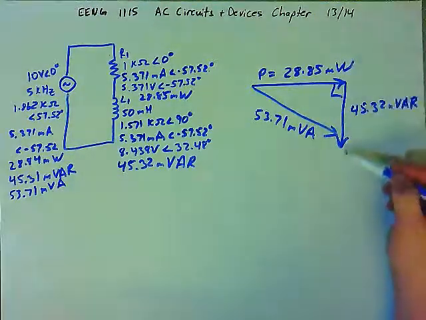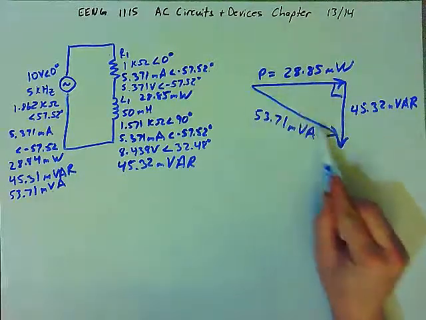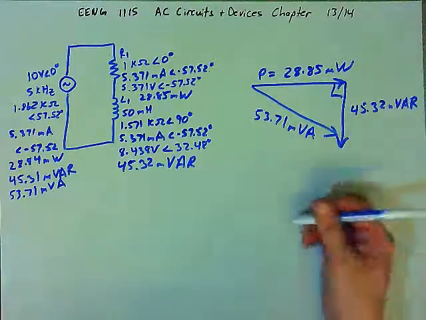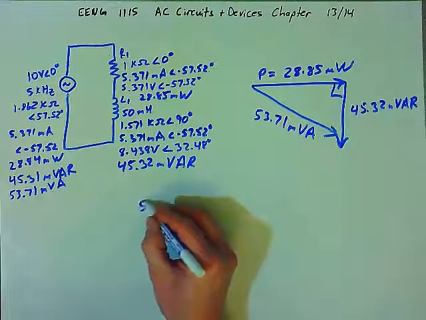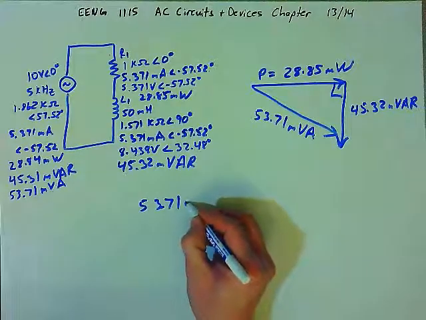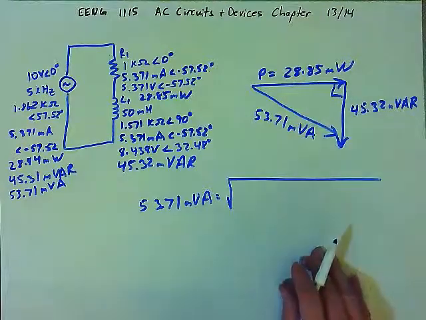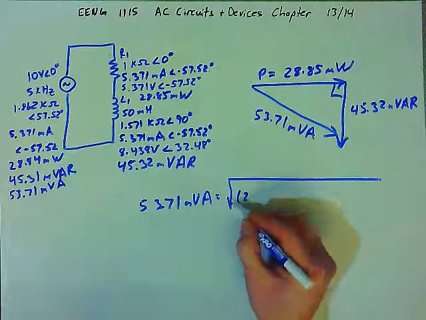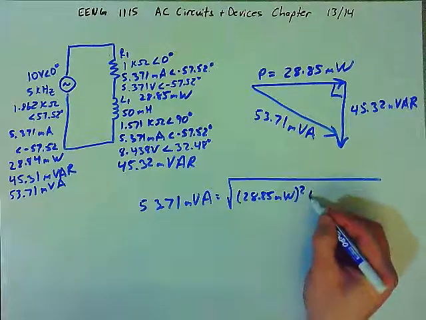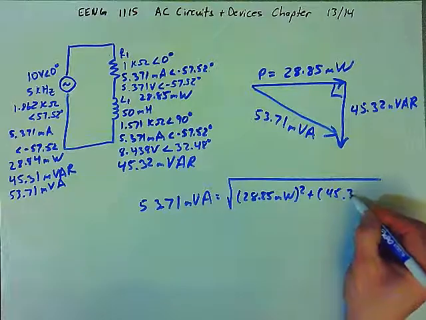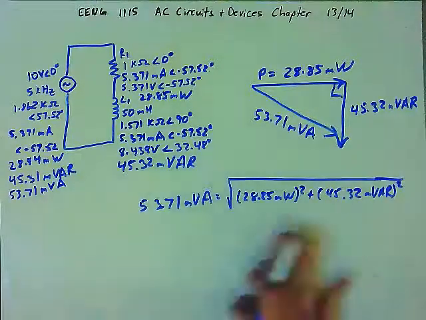So the var is the y component, the true power is the x component, and the volt amps is the hypotenuse. For any right triangle, the hypotenuse should be equal to the square root of the sum of the squares of the two legs. So the square root of 28.85 milliwatts squared plus 45.32 millivar squared. And this is how we can check our answer.